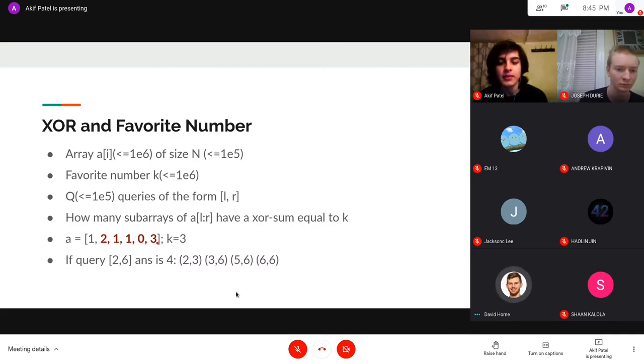The brute force solution: you could have a set of all the Xor sums, and then when you add something, you Xor every element in that set with it and add that to the set. But I don't know how to handle deletes, so that's still n squared Xor sums though, right? Yeah, I'm saying it's just a brute force. Yeah, sure.